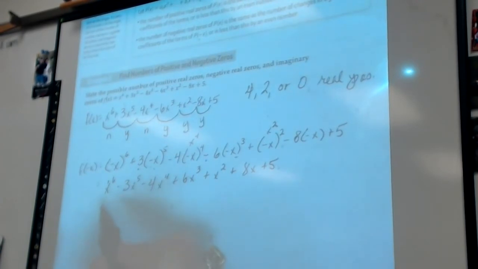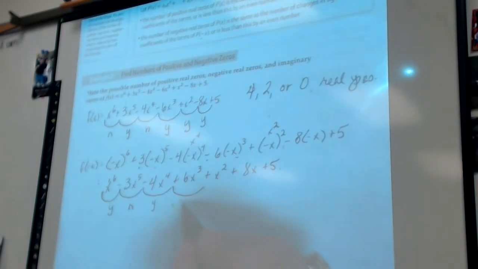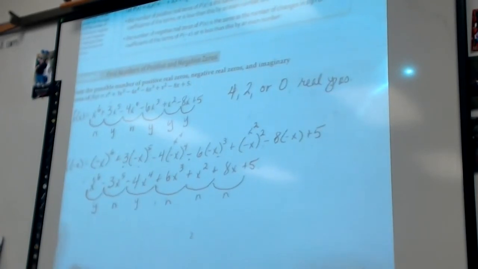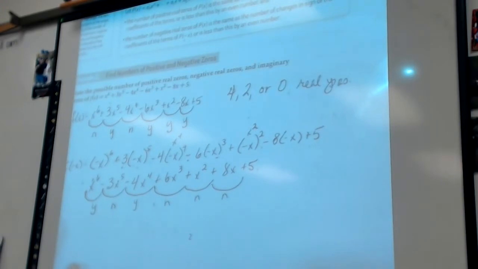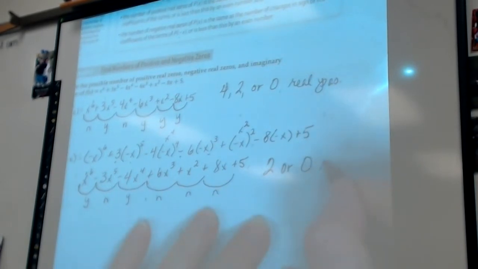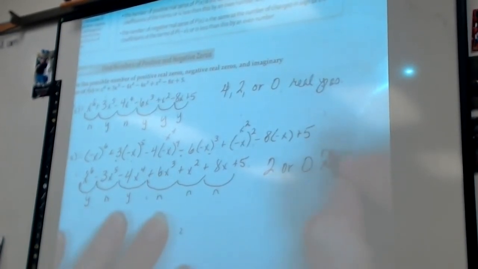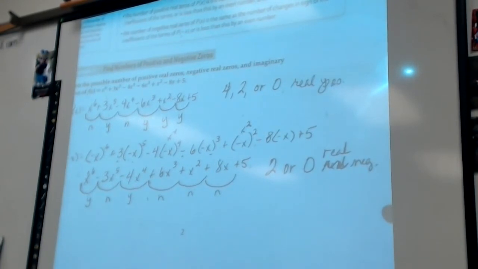So let's count our sign changes now. Positive to negative. Yes. Negative to negative. No. Negative to positive. Yes. Positive to positive. No. Positive to positive. No. Positive to positive. No. So how many negative reals are we going to have? 2 or 0. You've always got to subtract 2 each time. So we're going to have 4, 2, or 0 real positive, 2 or 0 real negative.